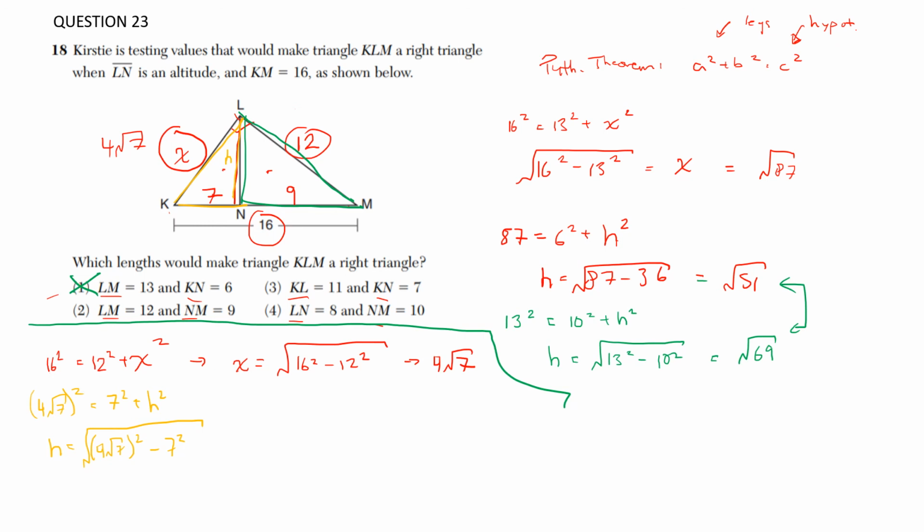That's 3 square root of 7. Okay, so let's keep that in mind. This is our h. We need this to match in the green triangle as well. So let's do it for the green triangle.